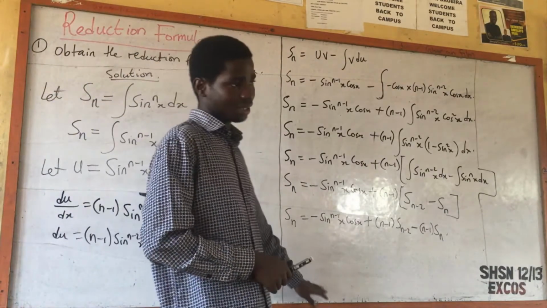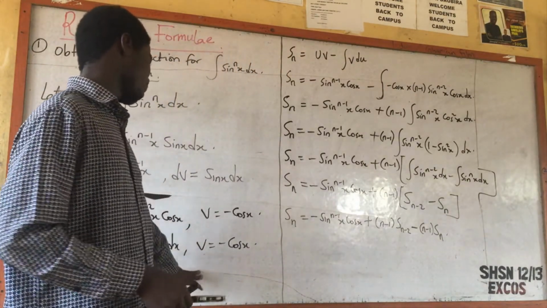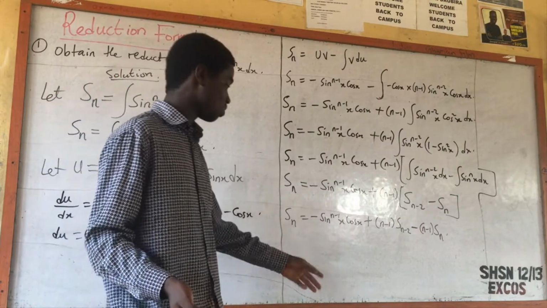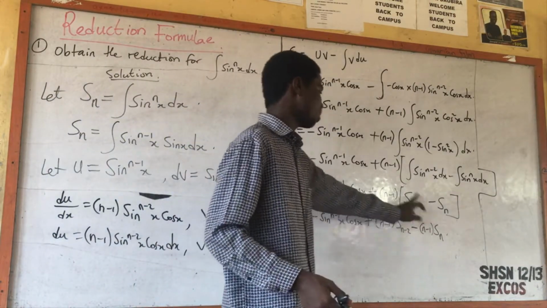After I'm done with everything, I'm going to explain to you how they came to each other. Collect like terms. This is Sn and Sn is here. Bring them to the other side.